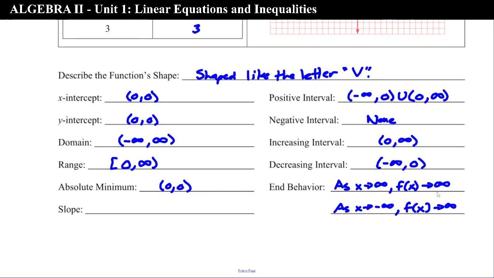Okay? Let's head back to slope here. Well, the slope is different depending on which side of the graph you're at. It's -1 on the left side, and it's +1 on the right side. So I'm just going to notate it as the slope is plus or minus 1, and it depends on where along the graph you are.